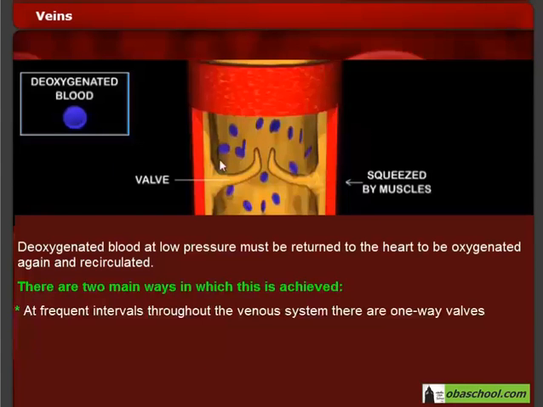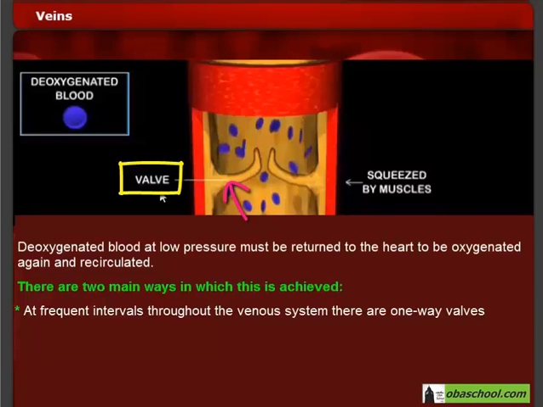They are found at frequent intervals. Here's a valve, for example. You can see it looks like a gateway. It is called a one-way valve because it allows the flow of blood in one direction only, and in this specific valve it is from down to up. It only allows blood to flow upwards and does not allow blood to flow back downwards.